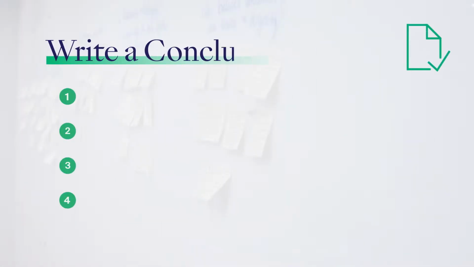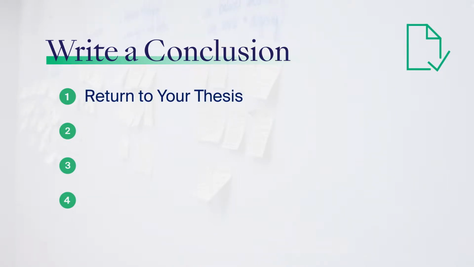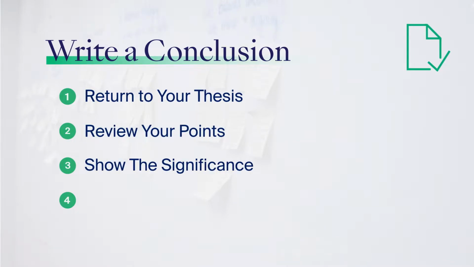The 4 steps to writing a brilliant conclusion are: return to your thesis, review your points, show the significance, and finally, the common mistakes. Step 1.